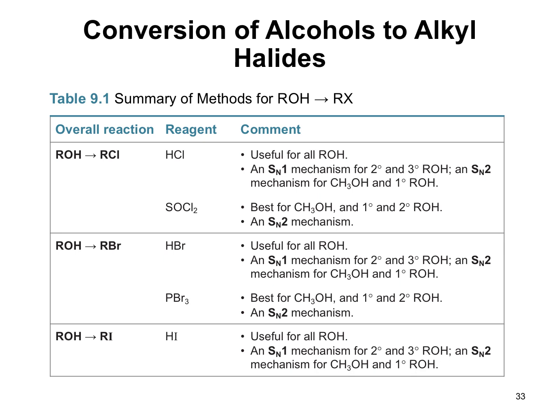If you want to convert an alcohol to an alkyl halide with a bromine here, HBr is useful for all alcohols, right? SN1 mechanism for secondary and tertiary, SN2 for methyl and primary. If you use PBr3, it's best for methyl, primary, and secondary. It's an SN2 mechanism. So SN2 mechanisms don't work with tertiary alcohols because there's too much steric hindrance. So don't forget that. Then, if you want to convert to an alkyl halide with iodine here, you're going to use HI. This is useful for all alcohols, whether they're secondary and tertiary, occurring by the SN1 mechanism, or methyl and primary, occurring by the SN2 mechanism.